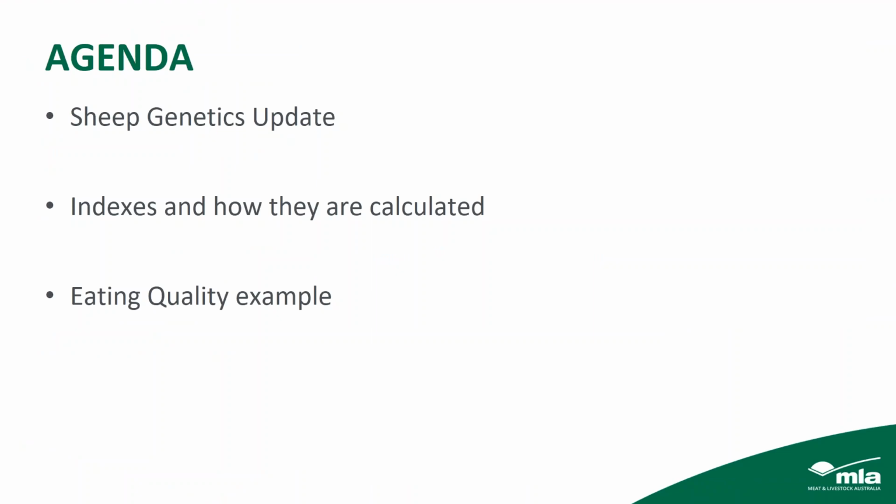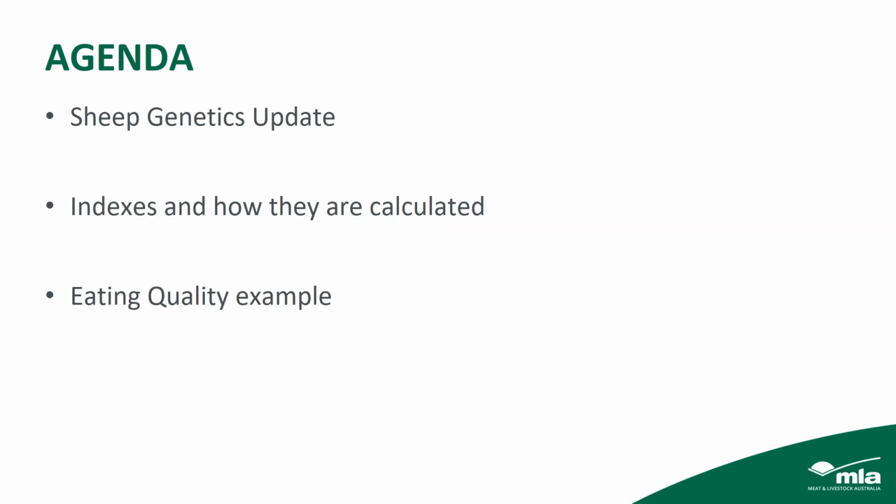So I'd just like to go through a quick agenda. Today I'm going to go through a Sheep Genetics update, to give you a quick overview of who we are and what we do. Then the second part of the webinar will be discussing our standard indexes and how some of these have been calculated. And then I will move into looking at an eating quality example.